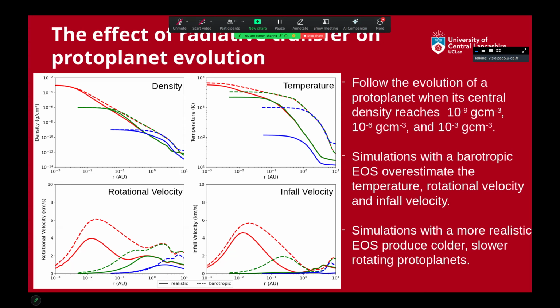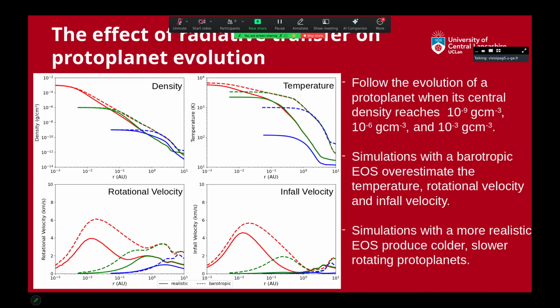And then the dotted line is one of the protoplanets taken from phantom2025, which use the less realistic barotropic equation of state. Sorry, I should also mention the colors here. We're looking at the evolution of the protoplanet through time by looking at when its central density reaches 10 to the minus 9 in blue, 10 to the minus 6 in green, and 10 to the minus 3, the end of life, in red.